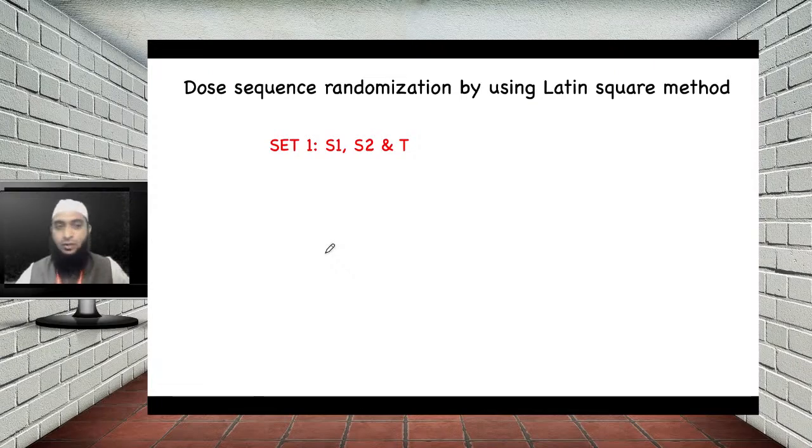Now what is the Latin square method? That we'll see in this particular slide. When you are doing the bioassay by using the 3-point bioassay, in such cases, each set of S1, S2 and T, you have to repeat for 3 times. You are going to repeat it 3 times by simply changing the sequence.